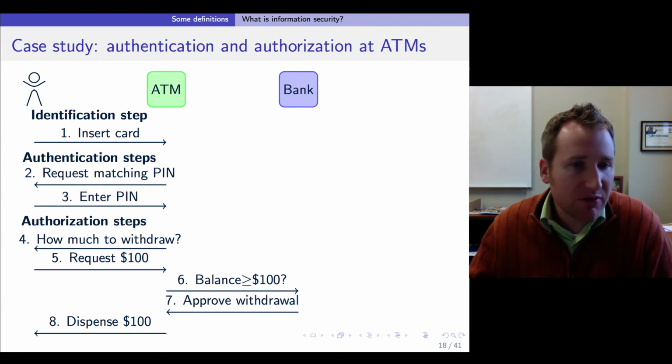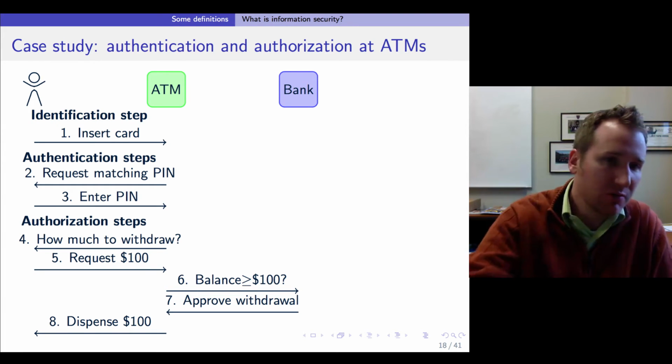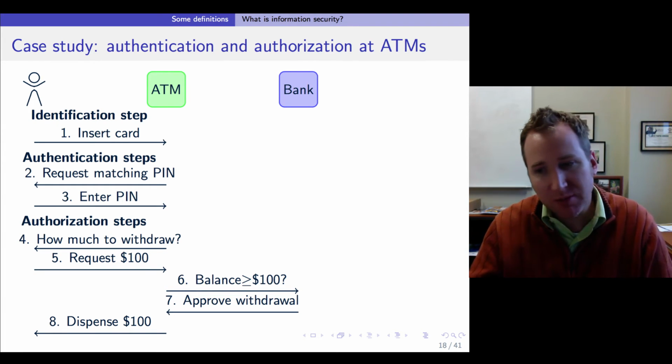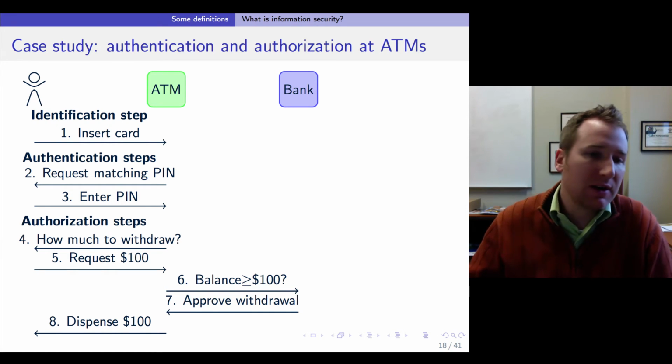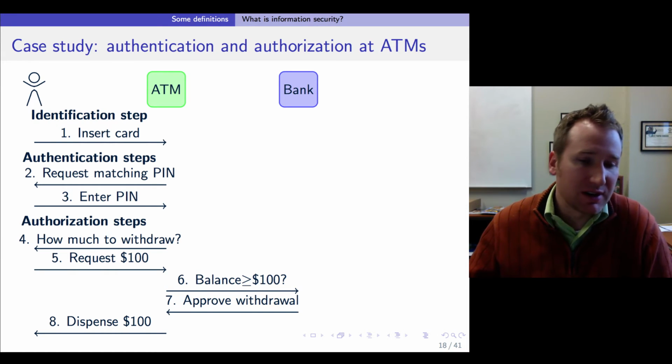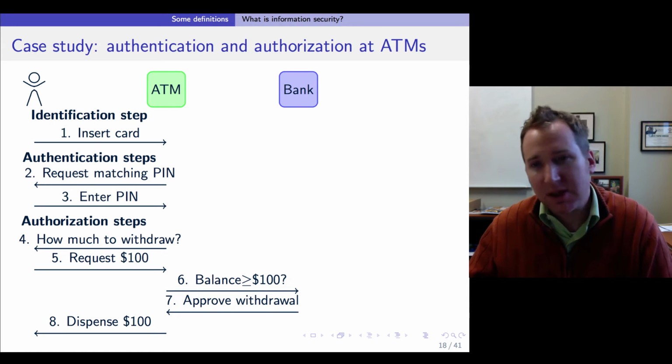So you can see we have three distinct steps here. We have identification by providing the card. We have authentication by providing your PIN, which is a secret that can authenticate the user that's associated with that ID. And then authorization decides whether or not you're entitled to take the step based upon your proven identity.